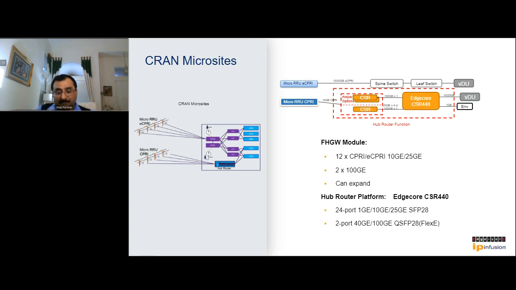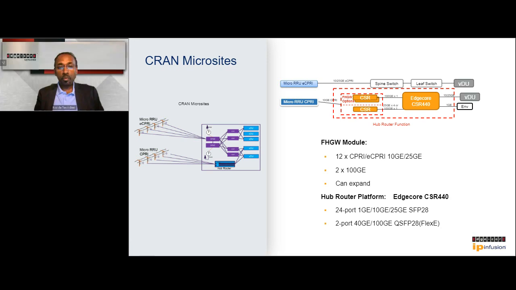So Shaji, to summarize, from a hardware standpoint, there are two platforms we have listed here, and both of them are well capable to support the hub router requirements, whether it is a CRAN microsite, CRAN brownfield, or a greenfield type of requirement. These platforms are capable of front haul for the eCPRI, and also the DCSG and the access routing functions or the hub routing functions.